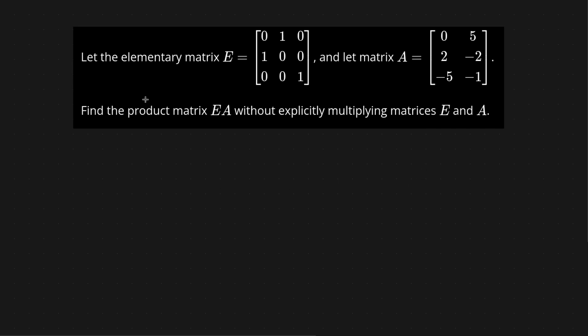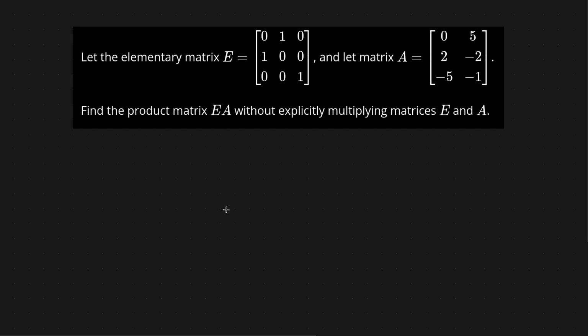So the key here is that E isn't just any old matrix, it's an elementary matrix, which means it's equivalent to an elementary row operation. So if we can figure out what elementary row operation that E is equivalent to, we can apply that elementary row operation to matrix A, and that will give us a result equivalent to E times A. Okay? So let's start by figuring out what elementary row operation E is equivalent to.